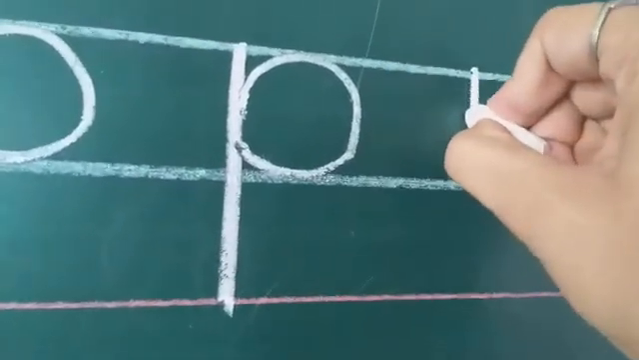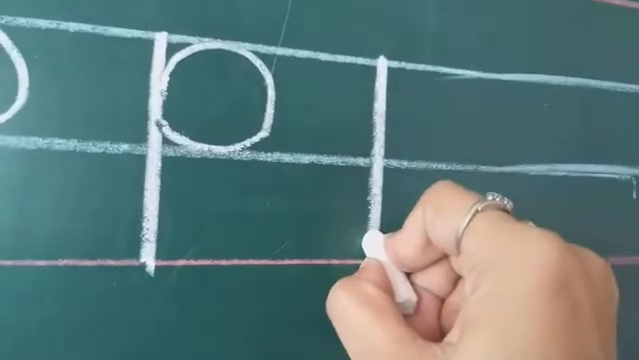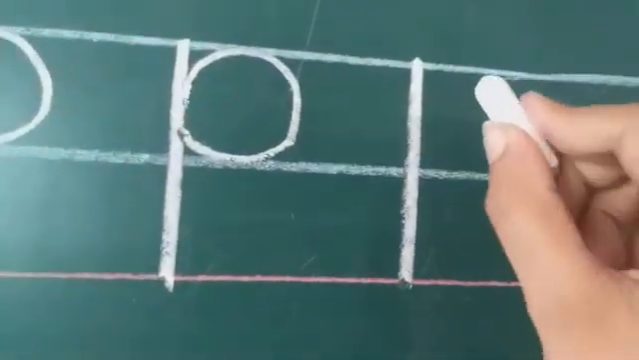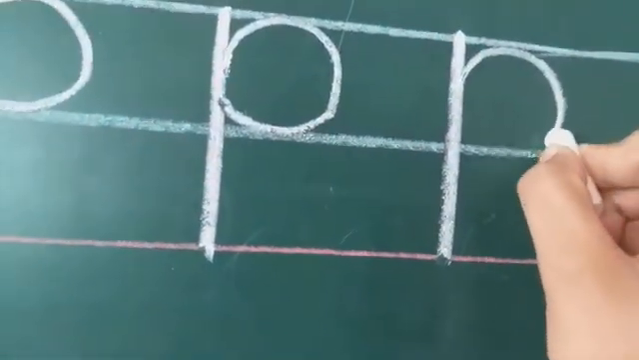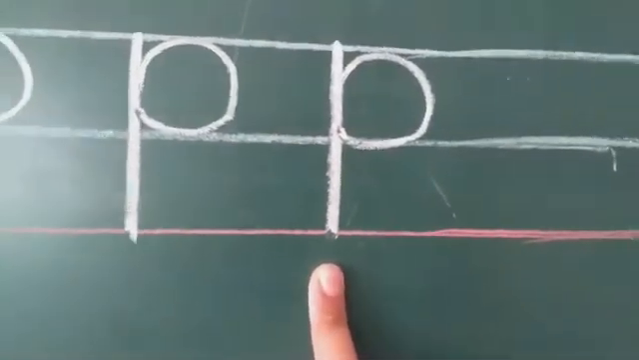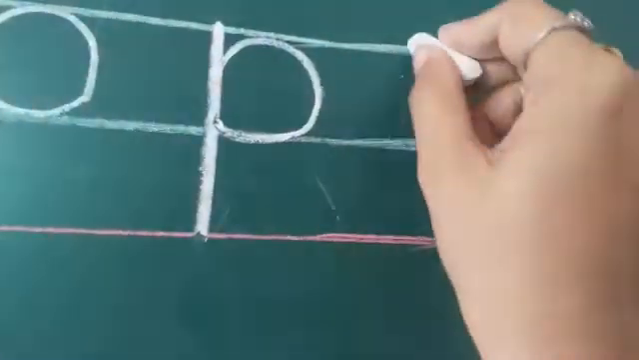Start with the first blue line and finish with the second red line, standing line, and then touch with the first blue line and again touch with the second blue line, half circle. It makes small letter P. P for pineapple.